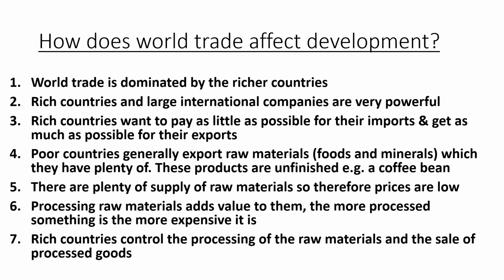That's why diamonds are expensive and gold is expensive, because it's rare. The next point: processing the raw material is what adds value to them. The more processed something is, the more expensive it is. Take again the example of the mobile phone. A mobile phone that you buy has had so much processing done to it.